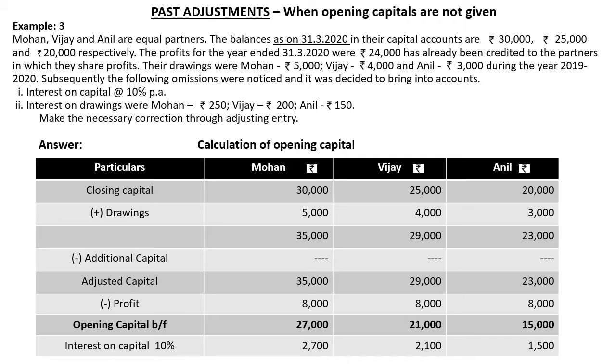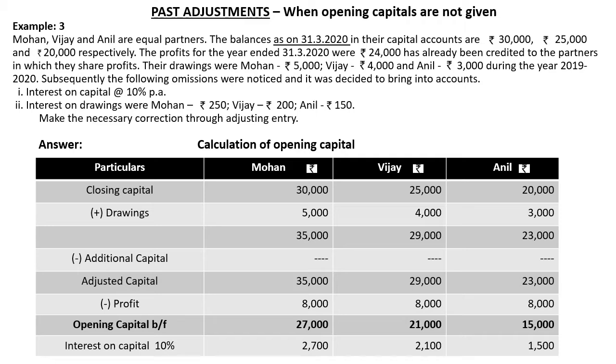Okay children, do you remember last year we studied incomplete records, how to find out profit? See the format also. Closing capital plus drawings minus additional capital minus opening capital. Usually we have to find out profit. But here opening capital is the question mark which should be found out. We can write the same order. Just look at the answer. Calculation of opening capital. I have written all the partners at a time.